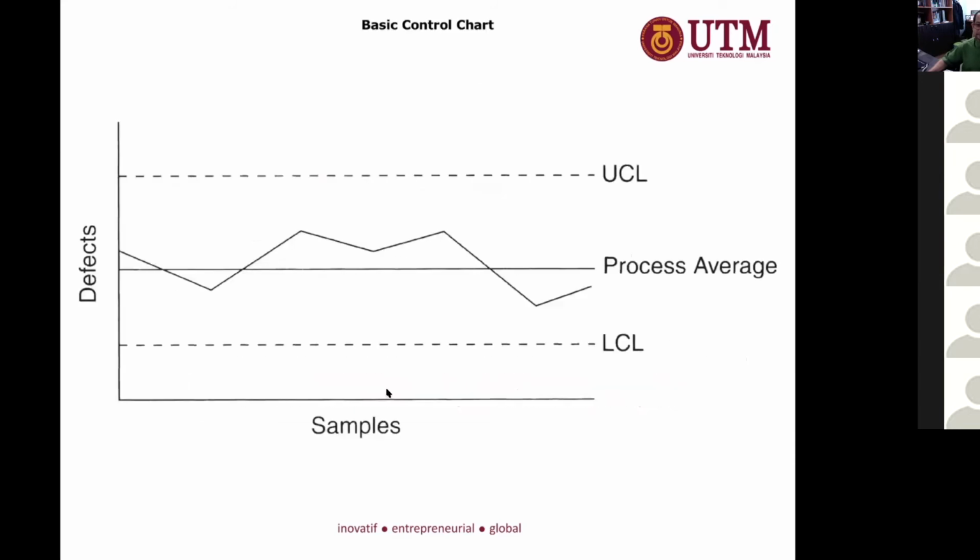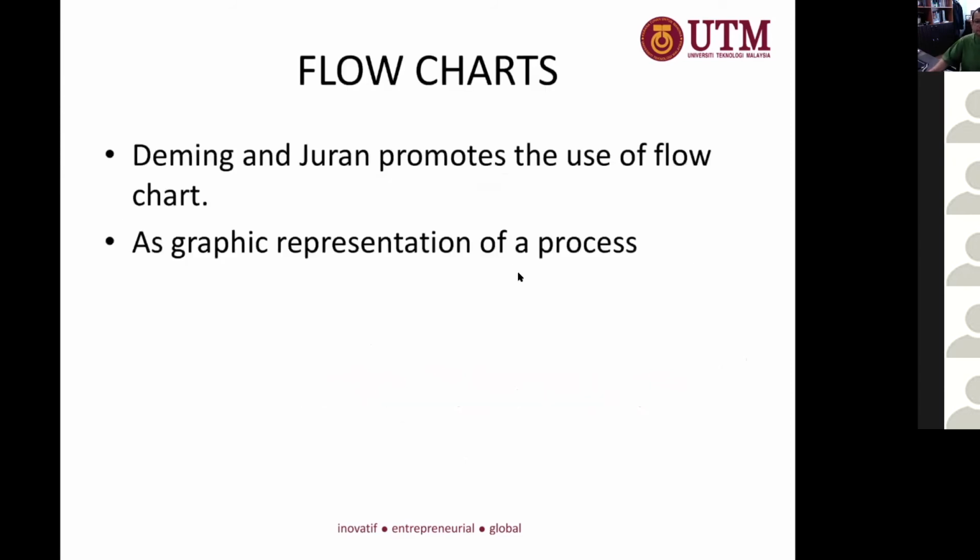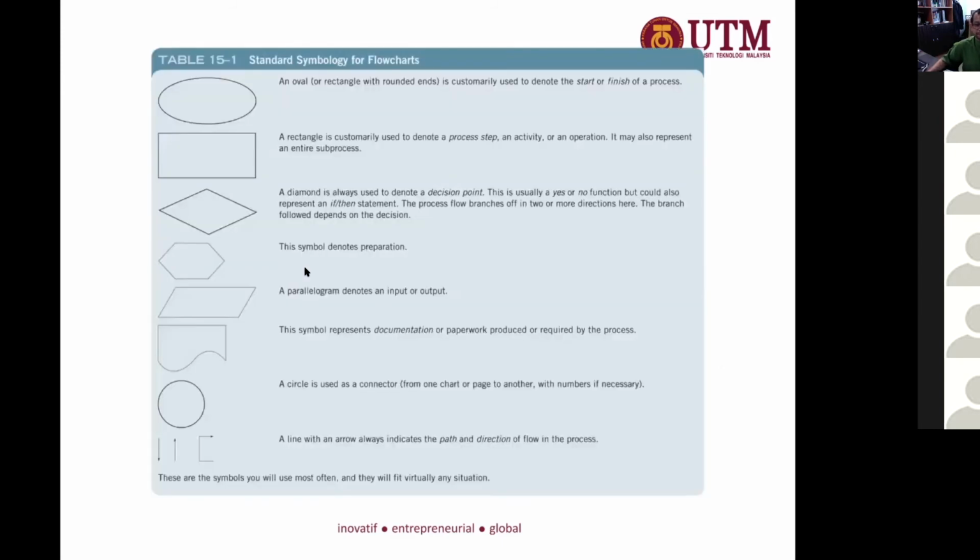This is the SPC. By having the upper limit, lower limit, and the average, we know the special cause. And who promotes this? Dr. Deming and Dr. Juran. In the 1950s, they promoted this because they want to show information, a graphic representation of the process. That's the information that we want to share.